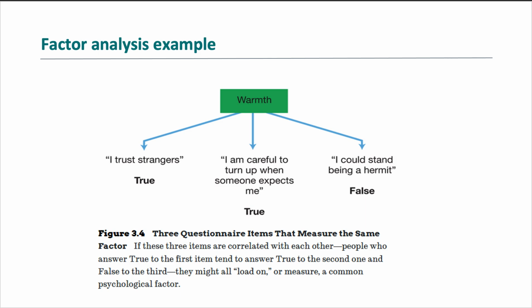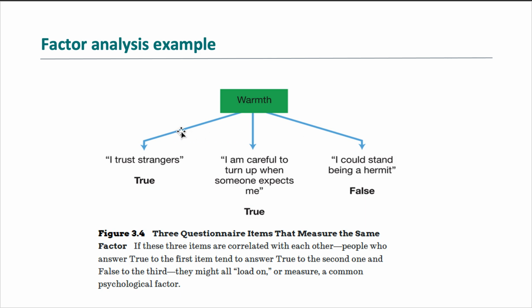So let's say that we're looking for how warm a person is, so how caring and loving a person is, right? And we give them a bunch of different tests, right? So what we might find is that the people that we've identified as warm might answer in very particular patterns. So we might ask people, I trust strangers, and I am careful to turn up when someone expects me, or I could stand being a hermit, right?